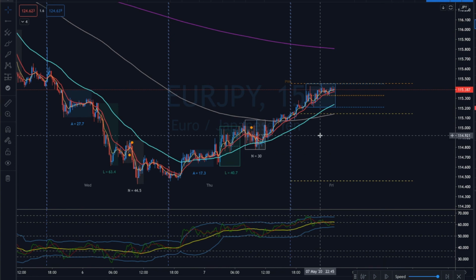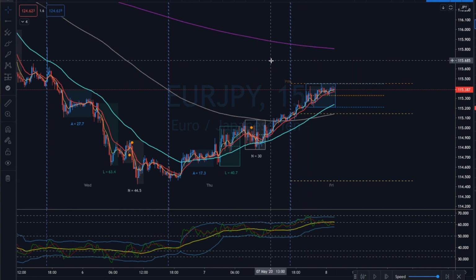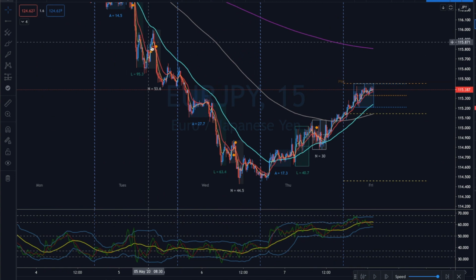Because now you're not in a strong downtrend. You're not trading where the 800 and the 200 is above you anymore, right? Now you have the 200 below you. So you can see that there's a transition happening from going down to now going up, right?